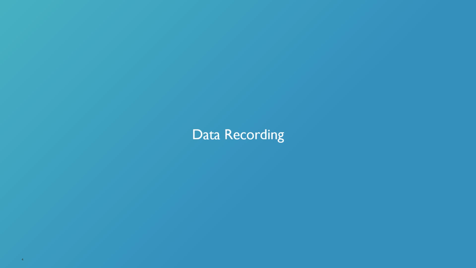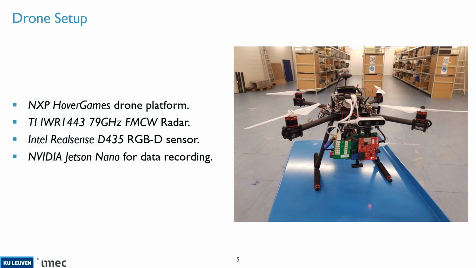Now let us cover our data recording setup. In this slide, a picture of the drone setup that we have used to acquire all our data is shown. The drone is equipped with a 79 GHz FMCW radar with 2 transmit antennas and 4 receive antennas. It also embarks a RealSense camera, providing both RGB video output and depth sensing. All data is recorded using the onboard Jetson Nano platform.